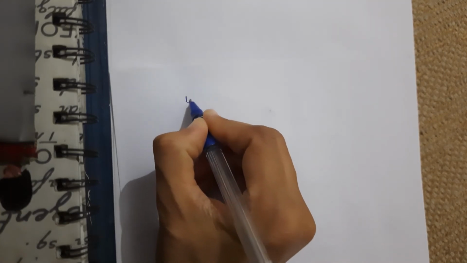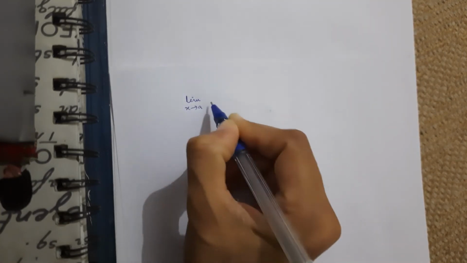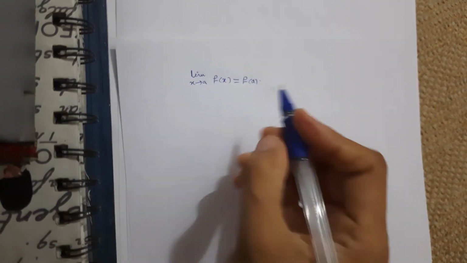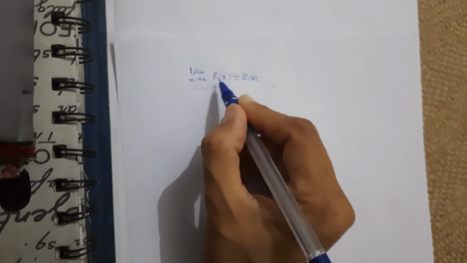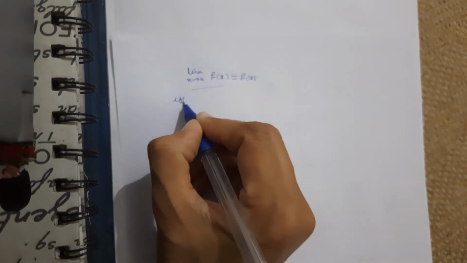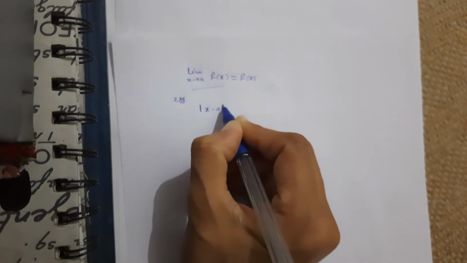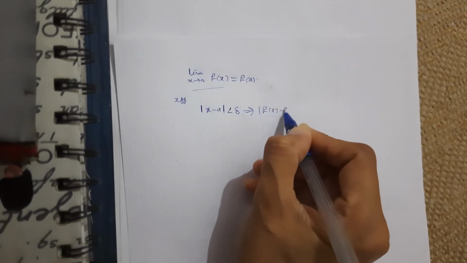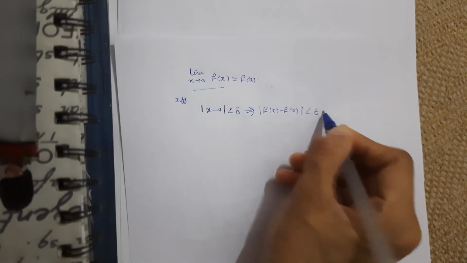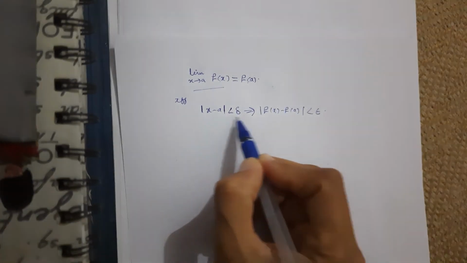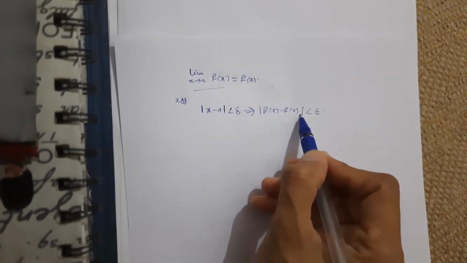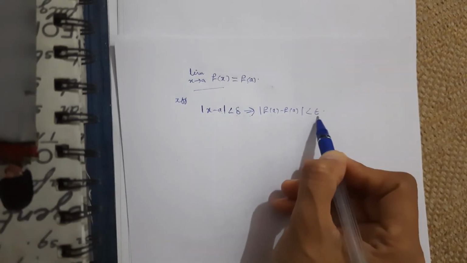So by the definition of the limiting value, we have just seen that limit x tends to a, f of x equal to f of a. And we say that x tends to a, f of x equals f of a, if and only if the distance between x and a less than delta implies mod of f of x minus f of a less than epsilon. Okay, so how do I read this? Mod of x minus a less than delta implies mod of f of x minus f of a less than epsilon.